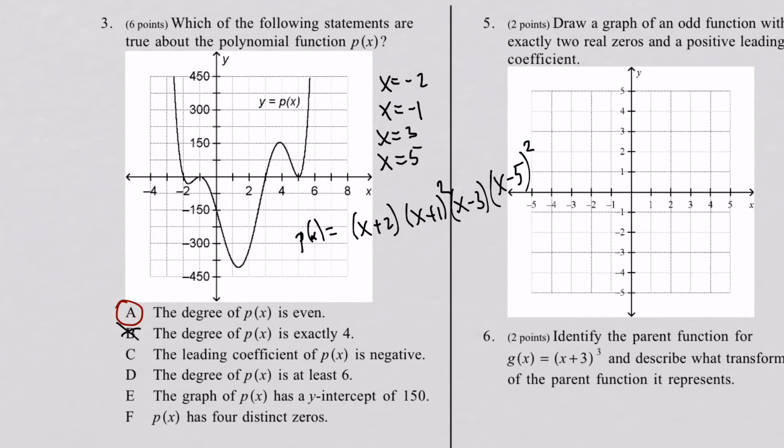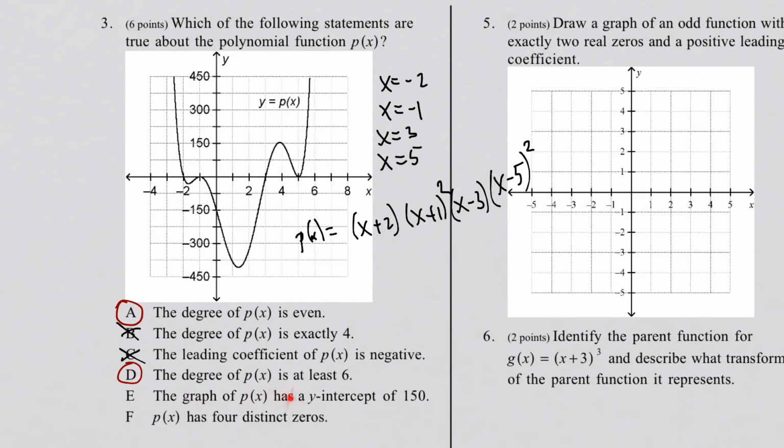The leading coefficient of p of x is negative. We kind of already answered that one. If the leading coefficient is negative, that means that on the right side it's going down. That's not true. So not that one either. Cross it out. The degree of p of x is at least 6. We did answer that one. We said that the degree is not 4 because of what we did right here, right? 1 plus 2 plus 1 plus another 2, that's 6. So that one is true. It could be 6, could be more, but it's at least 6.